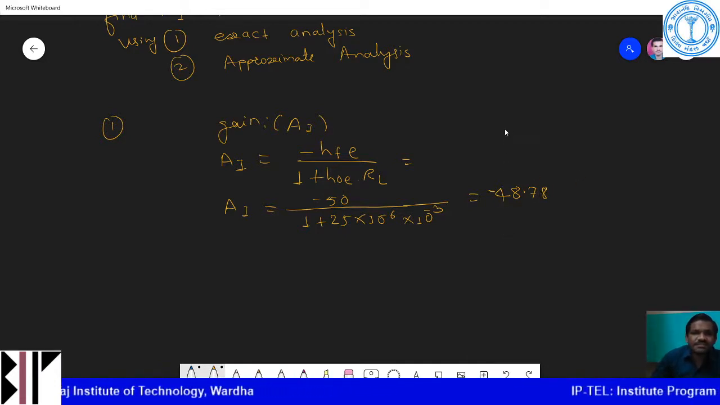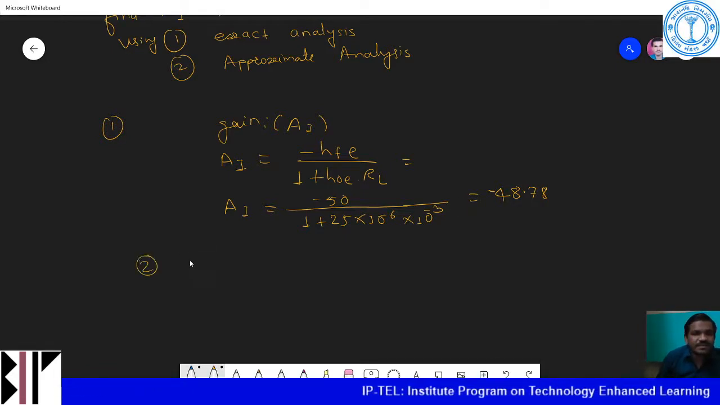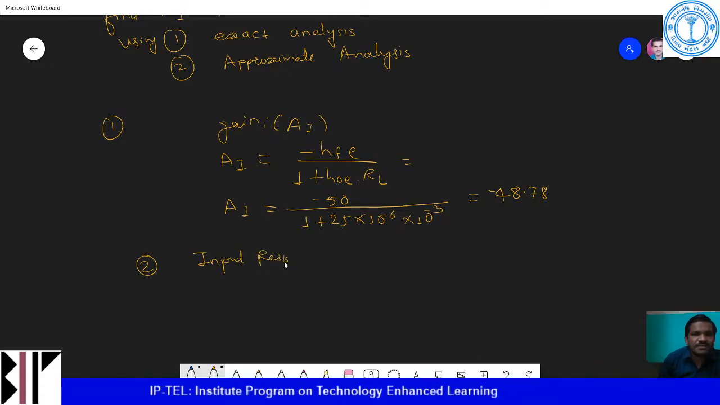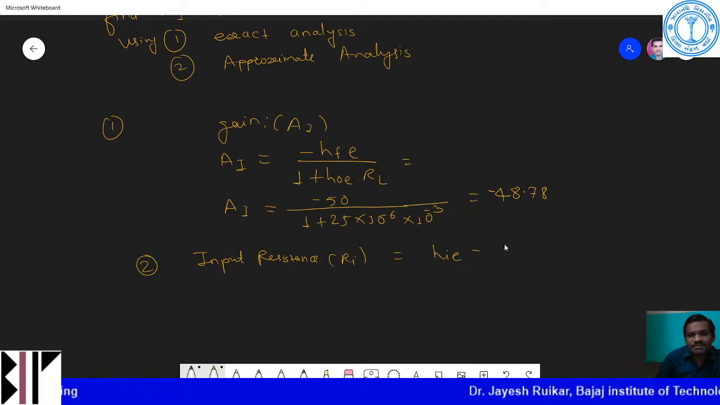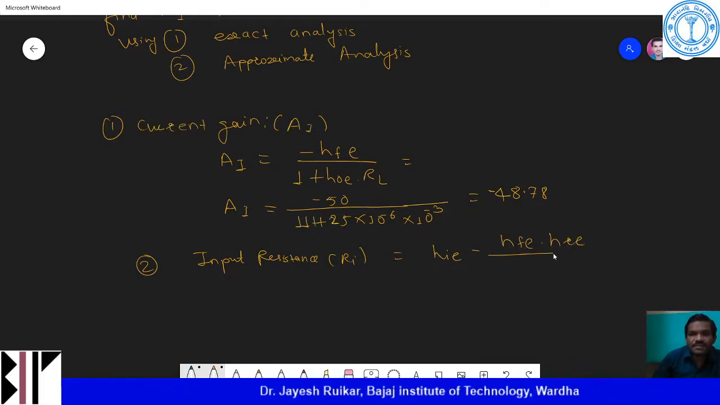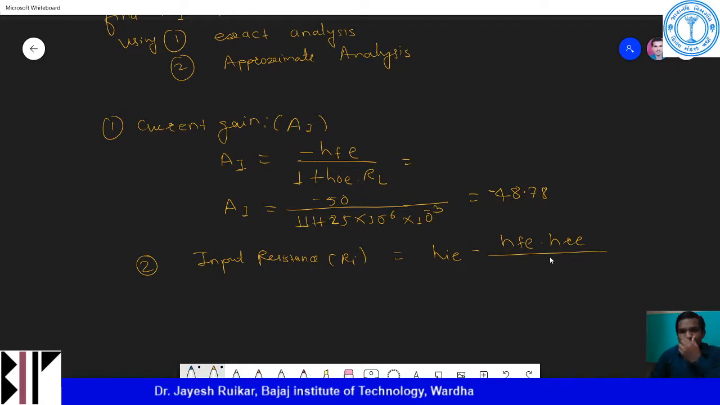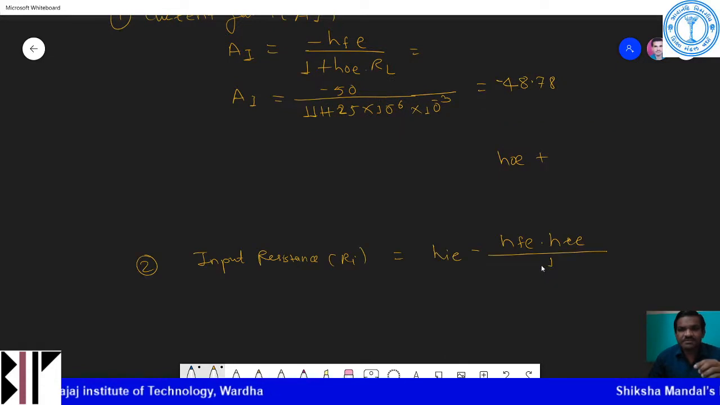The second term is input resistance, that is Ri or Zi. I will write it in terms of Ri, which is equal to HIE minus HFE into HRE divided by HOE plus YL.